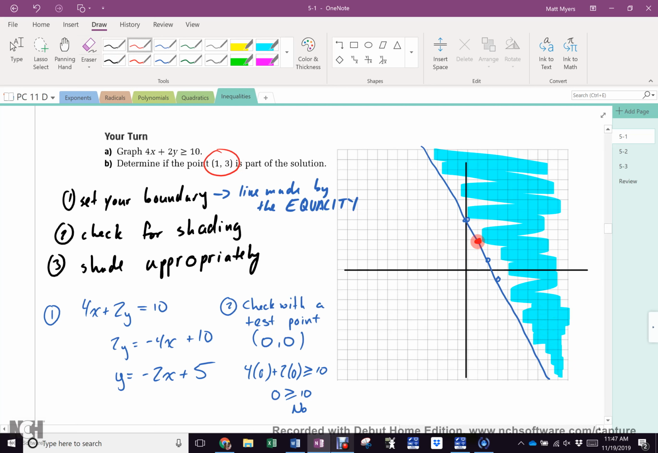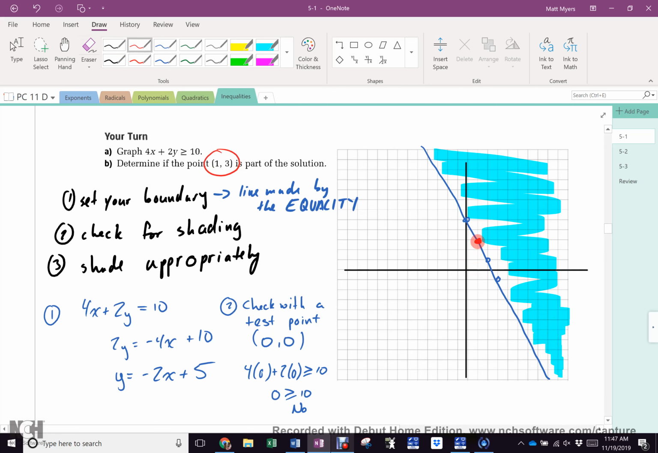Is 10 greater than or equal to 10? Yes. So is that a solution? Yes. It's on the line. So even though the line is the boundary, points on the line will all work. Everybody understand? And just easy to check, that point right there is 3, -1, right?